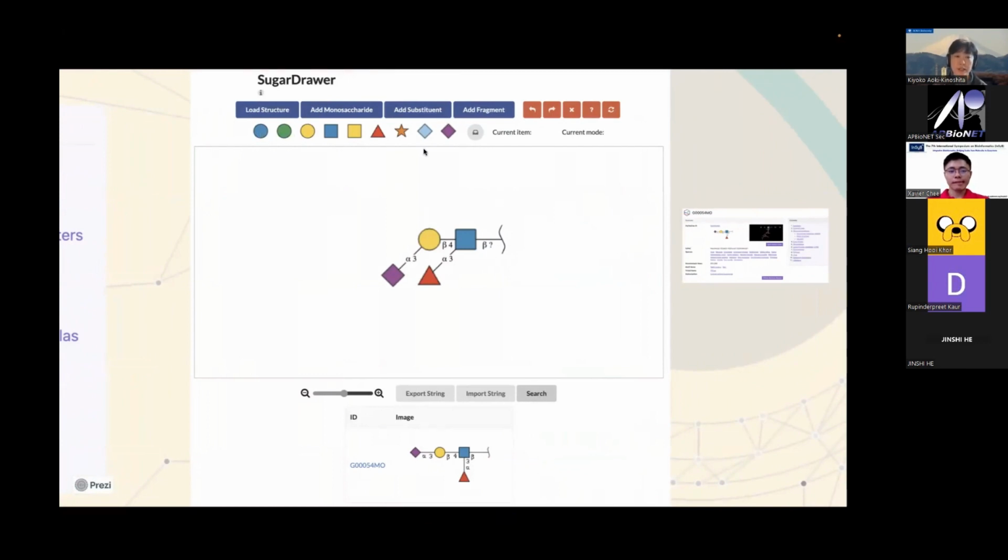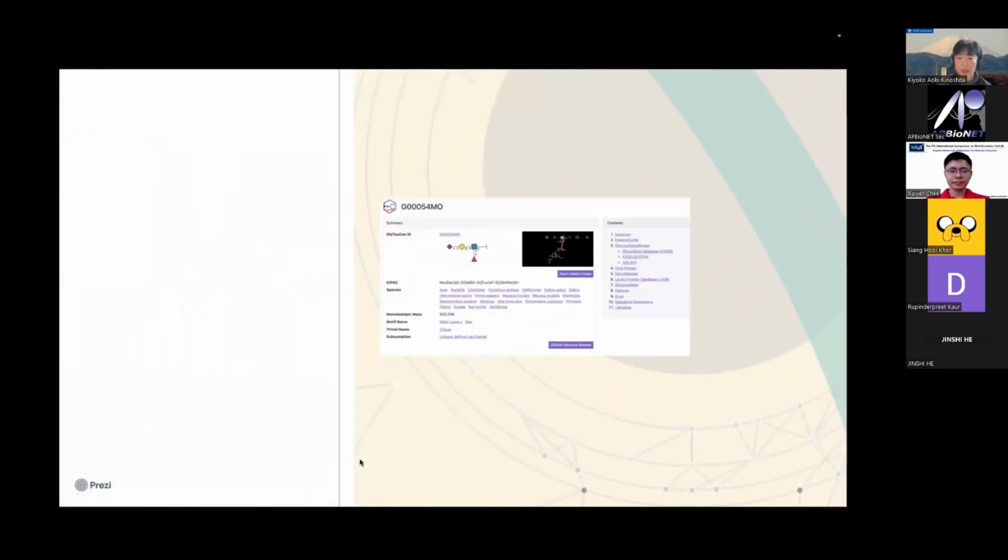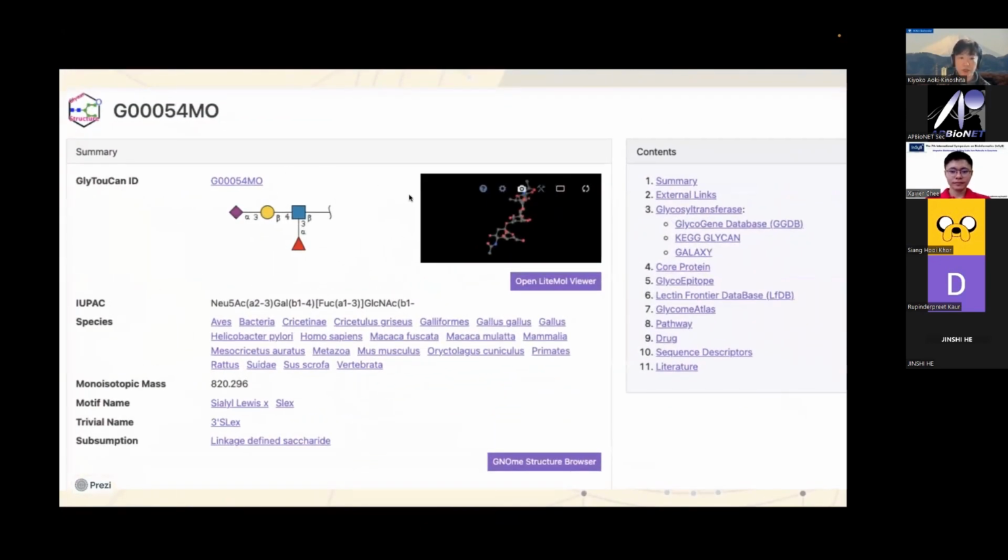You just click on these monosaccharides and then attach them to each other in different conformations. If you don't know, you can use the question mark, and then you can search and get the ID if it already has an ID. You can also export it as a string, and if you have another string, you can import that and draw it and see how it looks. You can also click on the ID, if it's available, and jump to the actual entry page, which has more information.